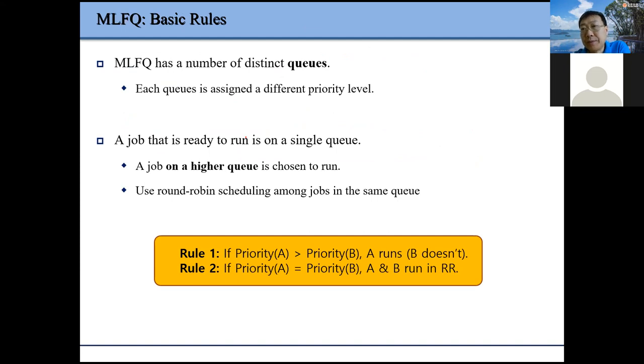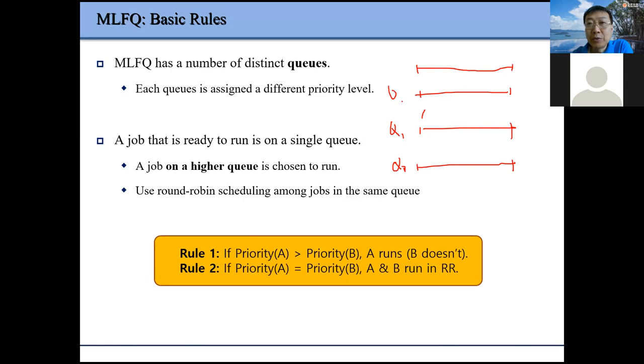The idea of this solution is simple. If we have no knowledge about the execution time of a process, how about we make some assumption in the beginning? Suppose we can have several levels of queue, for example level one, level two, level three, level four. Suppose I use Q0, Q1, Q2, Q3 to represent them.